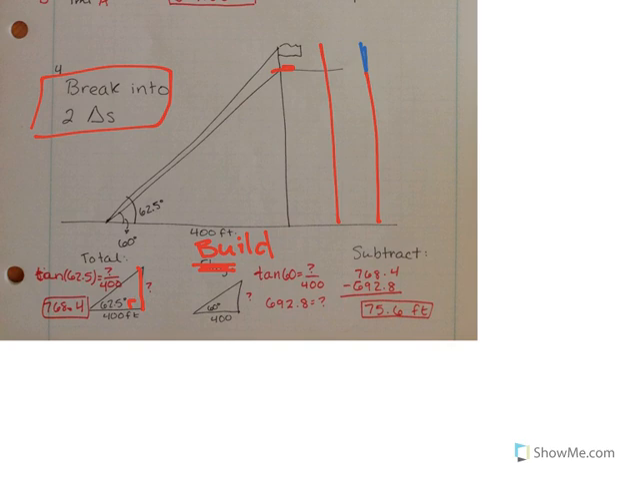It's the very same setup for the building height, except we're going to use the 60-degree angle. Sine of 60 equals the unknown over 400. Solve it, you get 692.8. Subtract them to get our little piece up here, and when we subtract them, we get 75.6 feet.